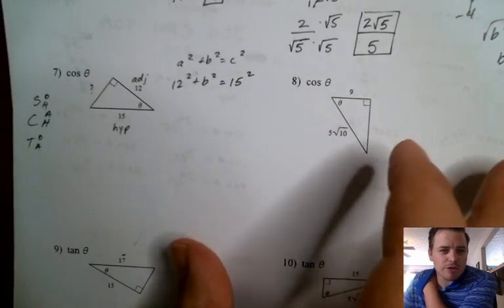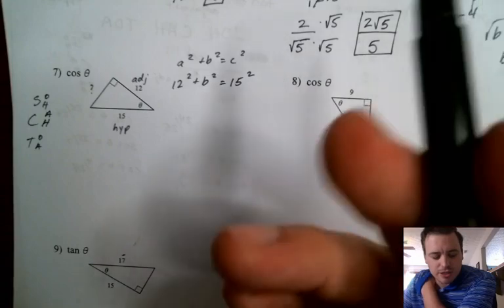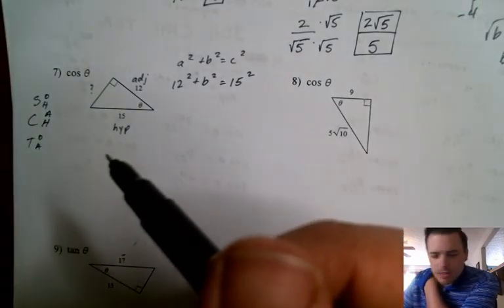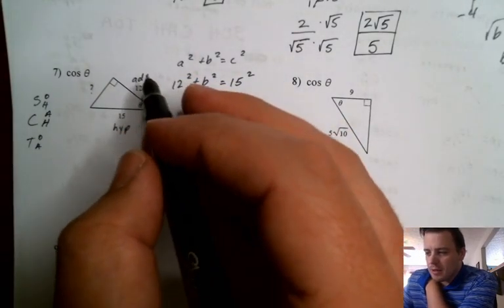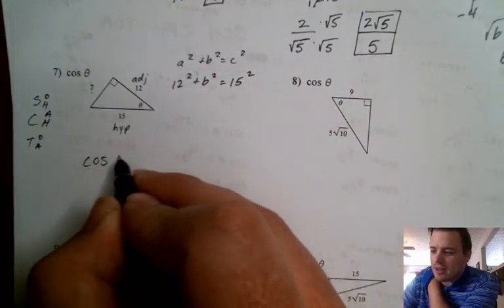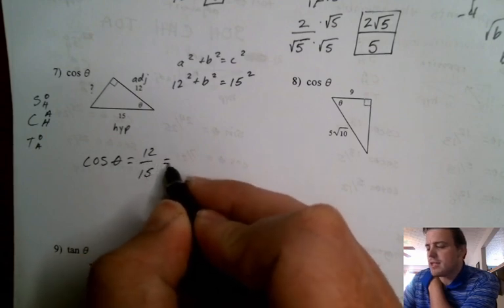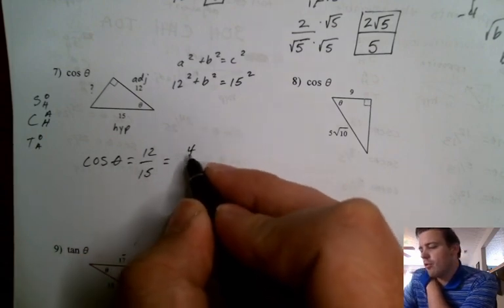And remember I told you, sometimes you might not have to find the missing angle. Always check, but I didn't check because I was prepping for my joke, really. So cosine is adjacent over hypotenuse. So cosine theta here is equal to 12 over 15, which is equal to 4 over 5.